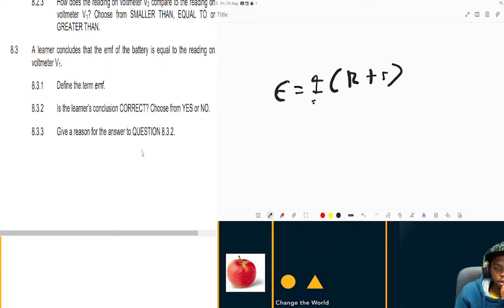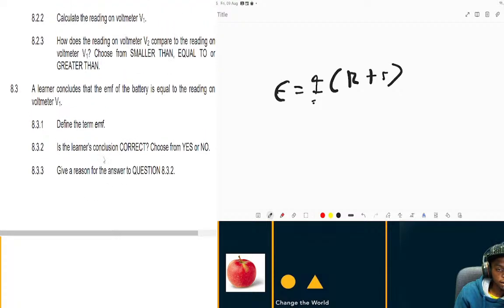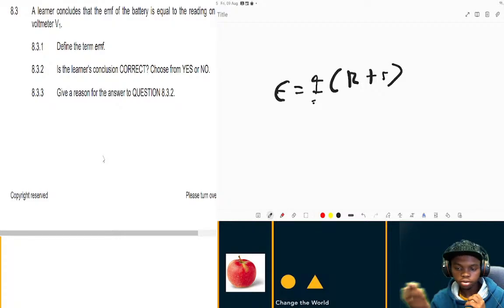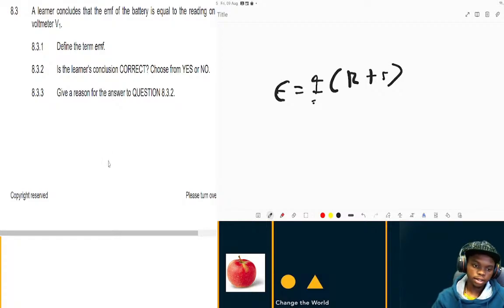They say give reasons for your answer. In question 8.3.2, we just gave reasons for that. It said it can't. So the reason will be there's an internal resistance, so some energy, some voltage, is used to overcome the internal resistance, or is deployed in the circuit. So it can't be the total.